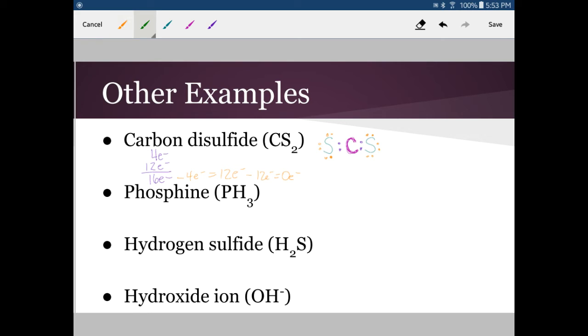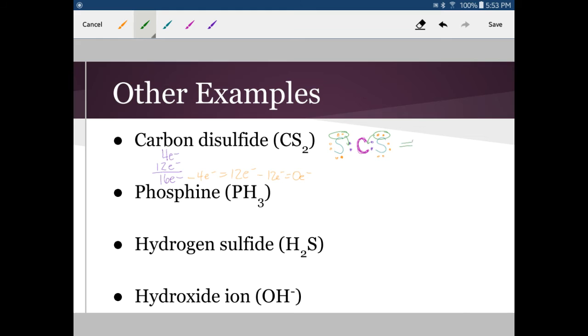Now again, because I need to make sure everything is a full octet, I see this sulfur has an octet, this sulfur has an octet, but this carbon isn't happy yet. Now because these guys are carrying molecules, this guy is going to share his electrons, and this guy is going to share his electrons. So what happens is I'll draw it on the side here.